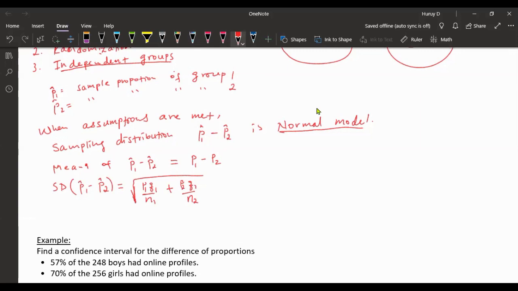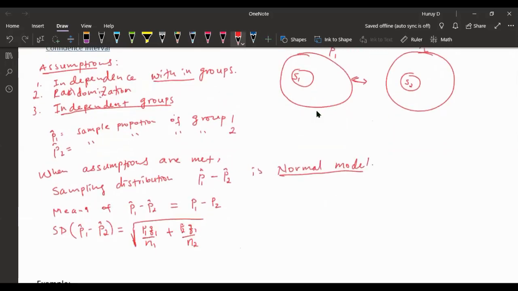Okay, so the subscript 1 indicates those are for group 1, and these are for group 2. So from each group we have p1, q1, n1 from this group, and p2, q2, and n2 from this group. Those are the values that we need in order to construct a confidence interval for the difference between the proportion of the first group and the proportion of the second group.